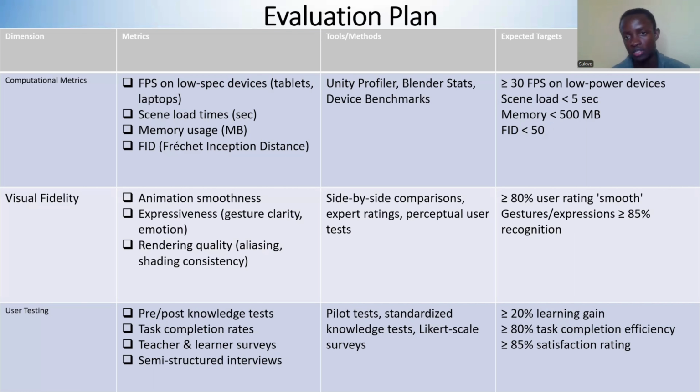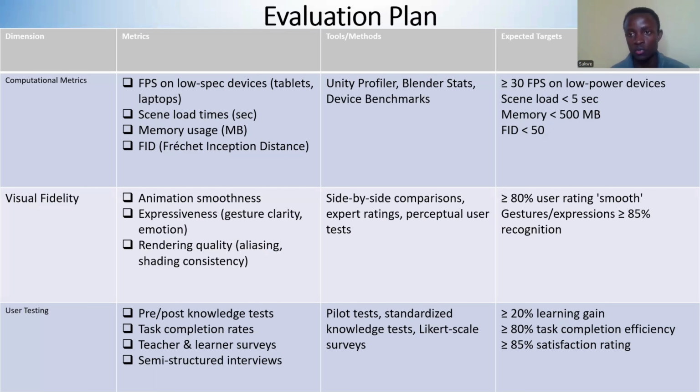So visual fidelity, the metrics under each are highlighted in the expected targets column. So visual fidelity is all about trying to mimic the actual outlook of the actual thing in the real world. So compare the two, what's generated and what's real, and try to come up with a score sheet, a score rating. So if you get 80% user rating and 85% recognition from the user, so if users are able to recognize what a particular animation is actually illustrating, then that will be very good.